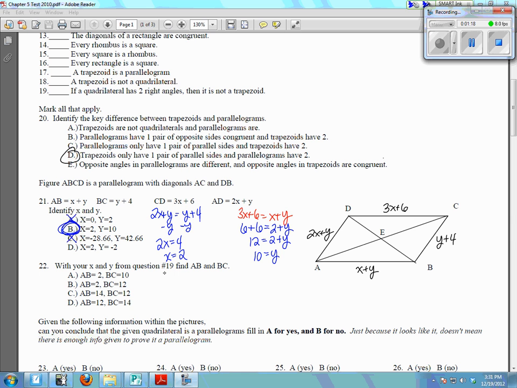It says with your x and y from question 19, I guess it shouldn't say from question 19, it should say from question 21. Find AB and BC. Well, AB is going to be x plus y, so x plus y is 12, and BC is going to be y plus 4, and y was 10, so 10 plus 4, so 12 and 14. So AB is 12, BC is 14, so that's got to be option D.